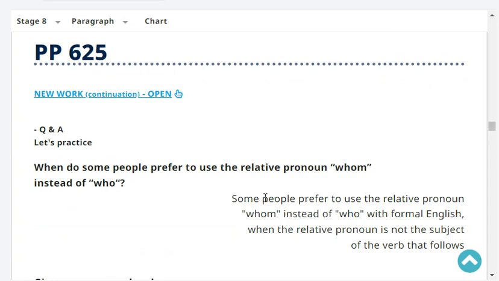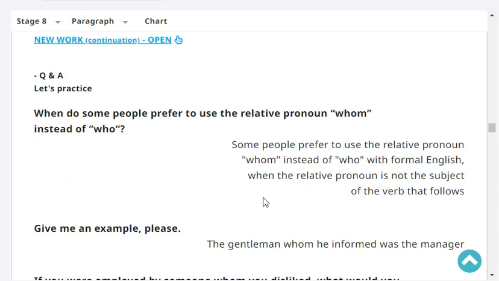Okay, when do some people prefer to use the relative pronoun whom instead of who? Some people prefer to use the relative pronoun whom instead of who with formal English when the relative pronoun is not the subject of the verb that follows. Give me an example, please.